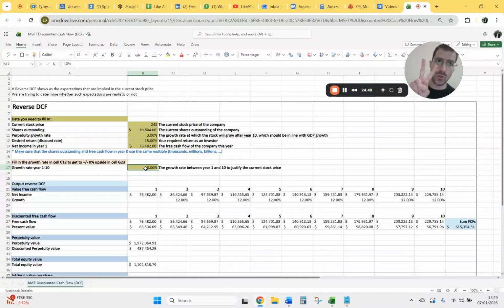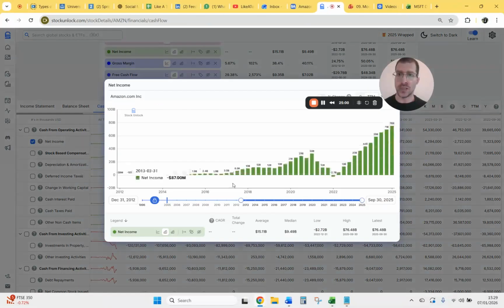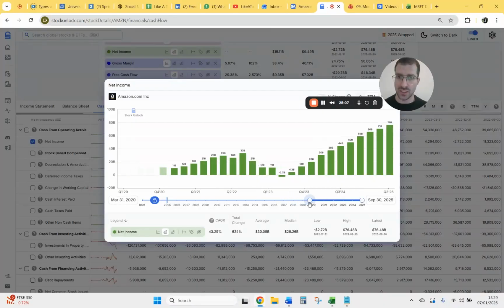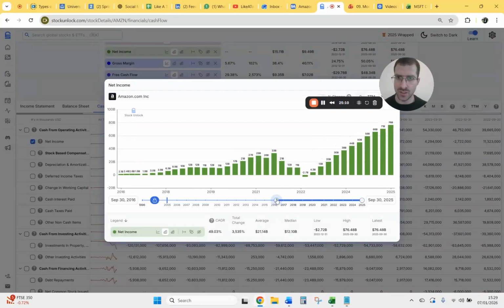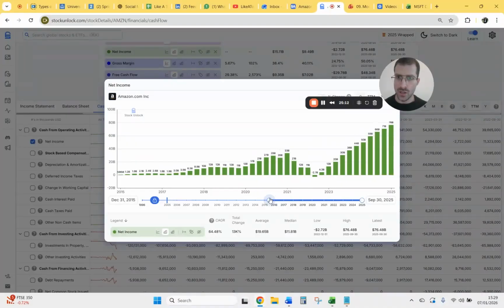For that, there are two things that I like to do. You can go back to the last 10 years and see what has been the growth rate of Amazon's net income over that time. So, for example, in the case of Amazon, if I go here to stock and lock, I can see that since 2015, where is 2015? Okay, right here, I can see that the net income has grown at about 64.48%. Okay, so you can use that as well.